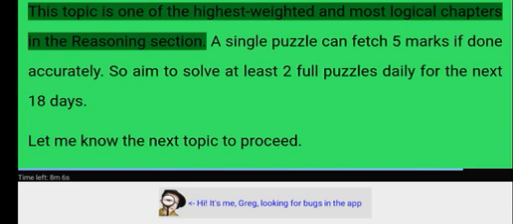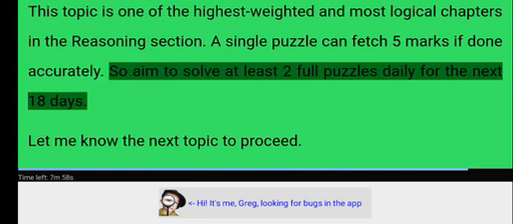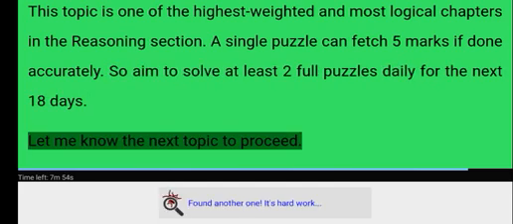This topic is one of the highest weighted and most logical chapters in the reasoning section. A single puzzle can fetch 5 marks if done accurately. So aim to solve at least 2 full puzzles daily for the next 18 days. Let me know the next topic to proceed.